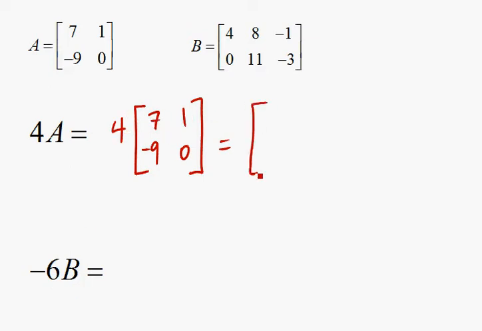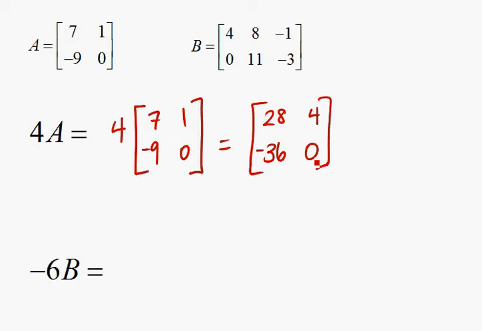So the entry in our first row, first column is going to be 4 times 7, which is 28. The entry in our first row, second column is going to be 4 times 1, which is 4. The entry in our second row, first column is going to be 4 times negative 9, which is negative 36. And the entry in our second row, second column is going to be 4 times 0, which is 0.